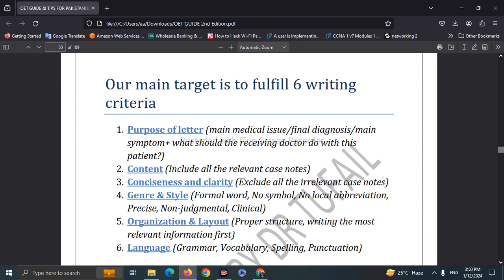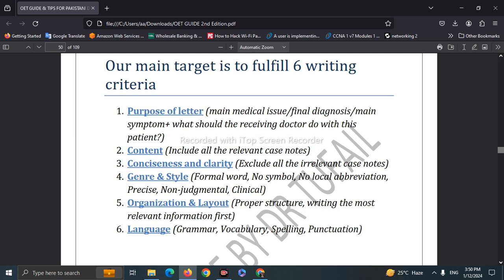These are the main criteria to fulfill: the purpose. The purpose should be clear. In the purpose, you should mention the medical issue, or the provisional or final diagnosis, or the symptoms the patient is experiencing. For the content, exclude all irrelevant information. For example, if the patient has MI, there's no need to write about any past medical history not related to the cardiovascular system, like if he had a fracture or was operated on for a hernia. There's no need to write that.